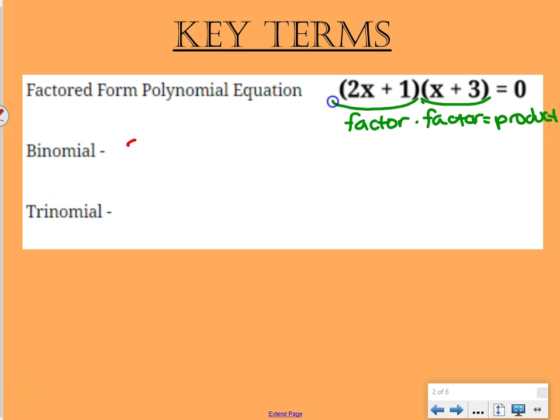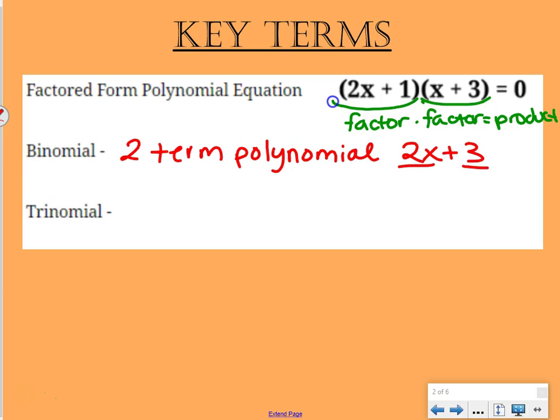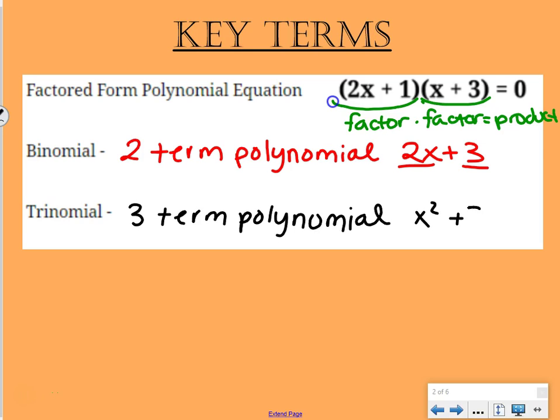A binomial is a two-term polynomial. An example of that would be 2x plus 3. Two terms, adding them together. A trinomial is a three-term polynomial. That's what we're going to be working with a lot today. An example of that would be x squared plus 7x minus 3. Three different terms being added or subtracted together.